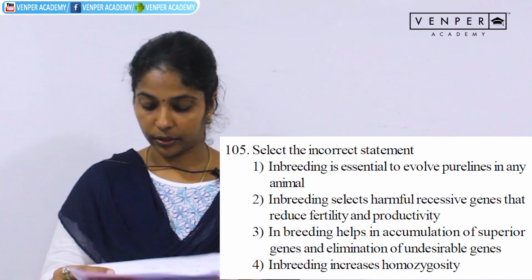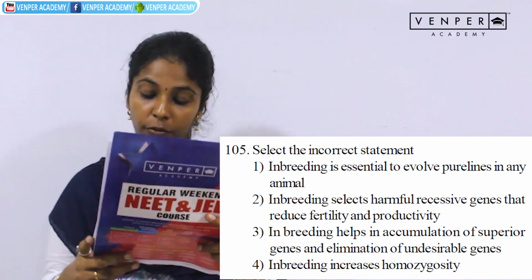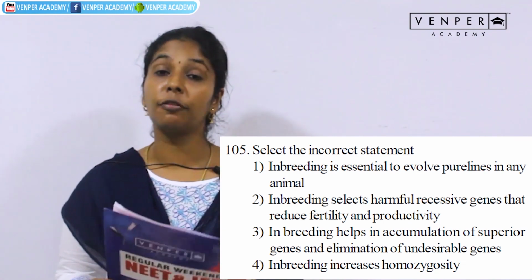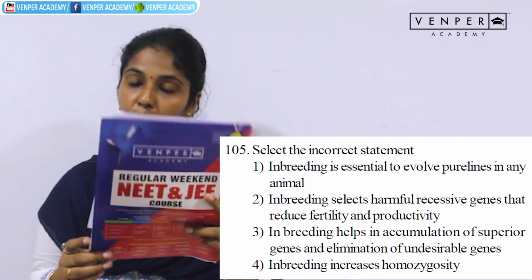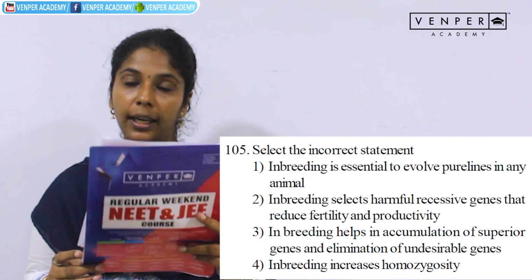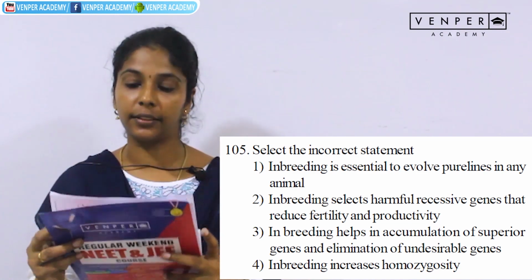So we should select the incorrect option. The incorrect option is that inbreeding helps in the accumulation of superior genes and elimination of undesirable genes. Only crossbreeding helps in the accumulation of superior genes and elimination of undesirable genes. So the correct option for this question is option number 3.